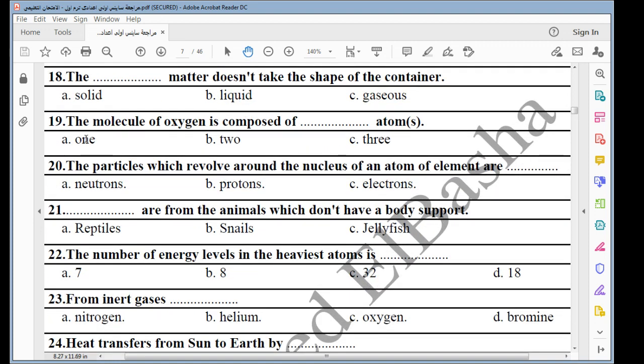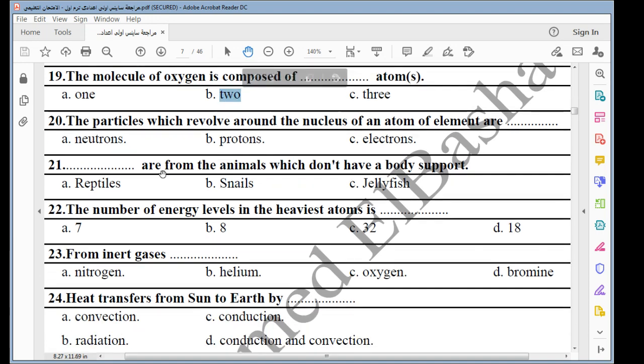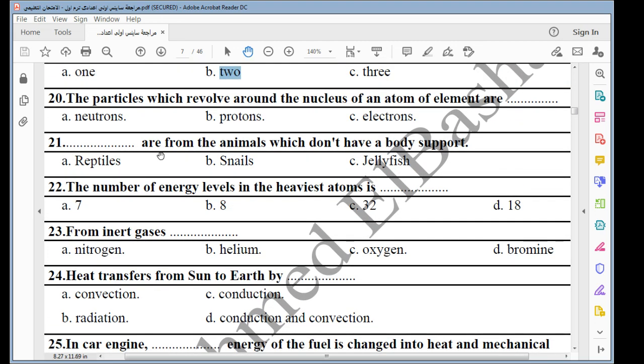Number 18, the space matter doesn't take the shape of the container. طبعا زي ايه معروفة دي the solid matter. 19, the molecule of oxygen is composed of space atoms. طبعا ايه the molecule of oxygen. تمام 2 atoms. Number 20, the particles which revolve around the nucleus of an atom of element are. تمام. طبعا ده الايه electrons.